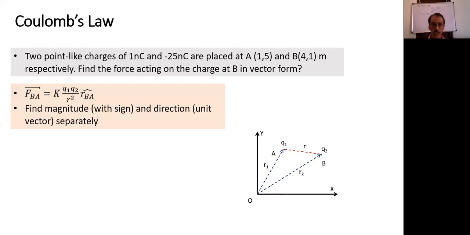If we need a small hint, what do we need to calculate? We need to calculate F_BA. F_BA indicates the force on the charge at B due to the charge at A. Hence, the unit vector should also be R_BA cap. Find the magnitude and then find the direction, the unit vector, separately.